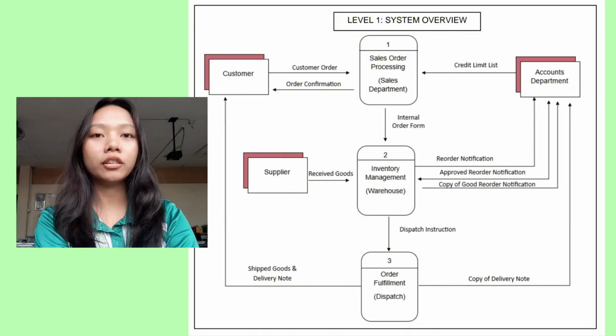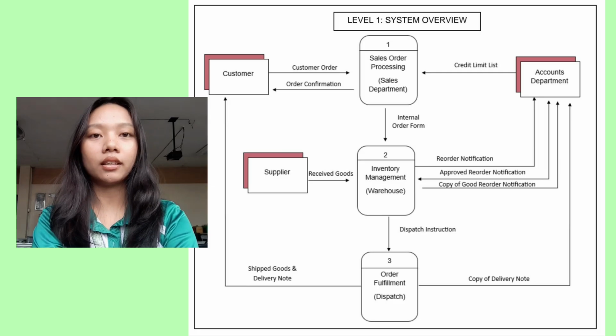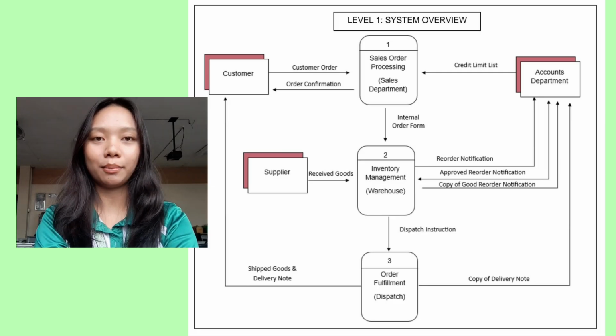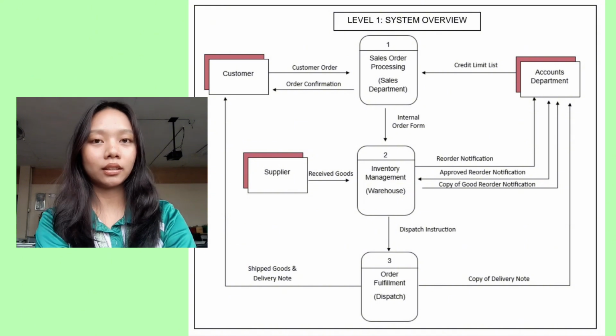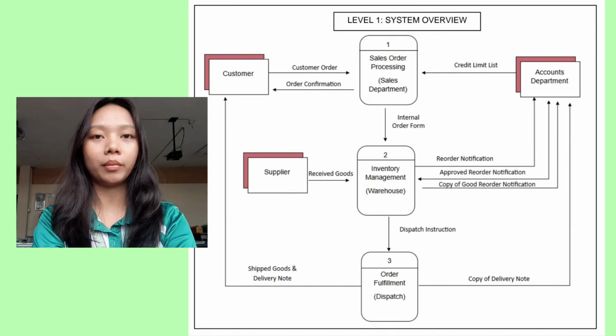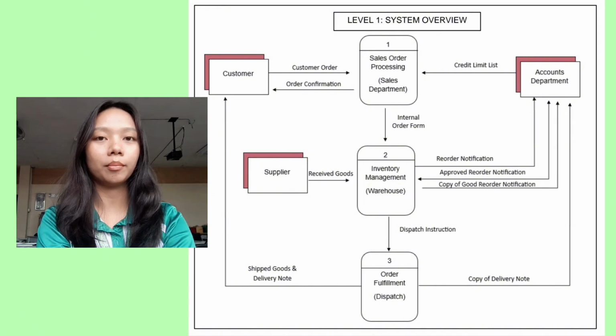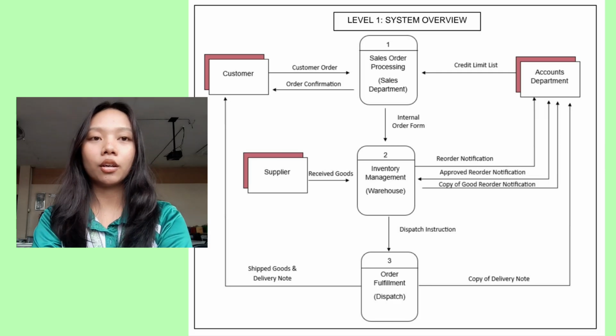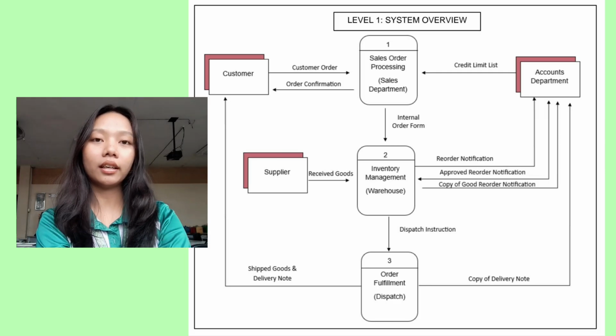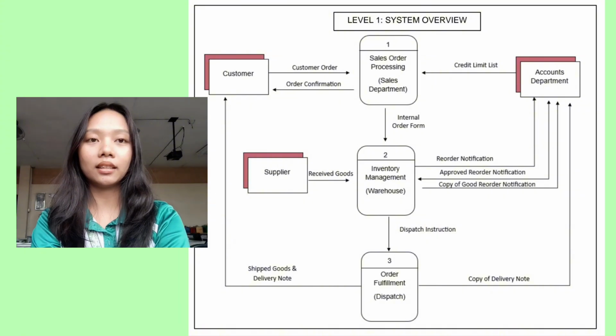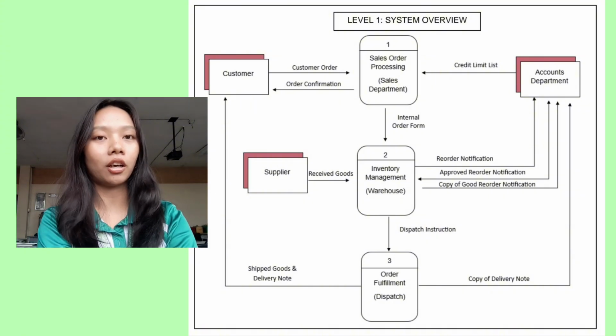Every week, the accounts department sends sales a credit limit list, which includes customers who have reached their credit limit. Sales uses this list to decide whether an order should be accepted or rejected. If the order is not allowed because the customer is already on the credit limit list, sales sends back an order refusal to the customer.